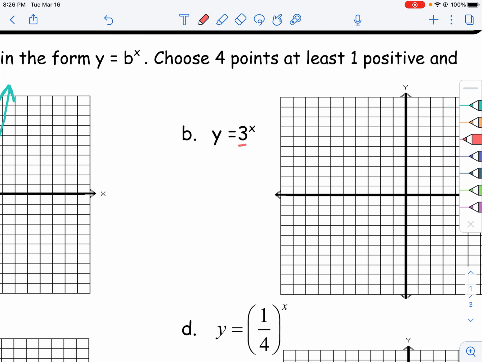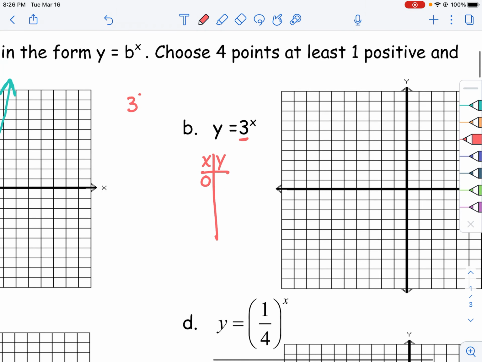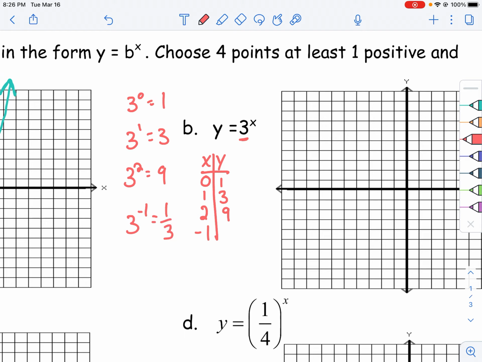For B, now we have a b value of 3. So let's make another xy table. Again, plugging in 0 is always a great starting point. So 3 to the 0 power is equal to 1. So that would give us a y value of 1. 1 is always great after 0. So 3 to the first power would just be 3. And then we'll go one more positive, so 2. 3 squared would give us 9. And then let's go 1 negative. I always like negative 1 because raising something to the negative first power is usually pretty easy to do. So that would give us 1/3.